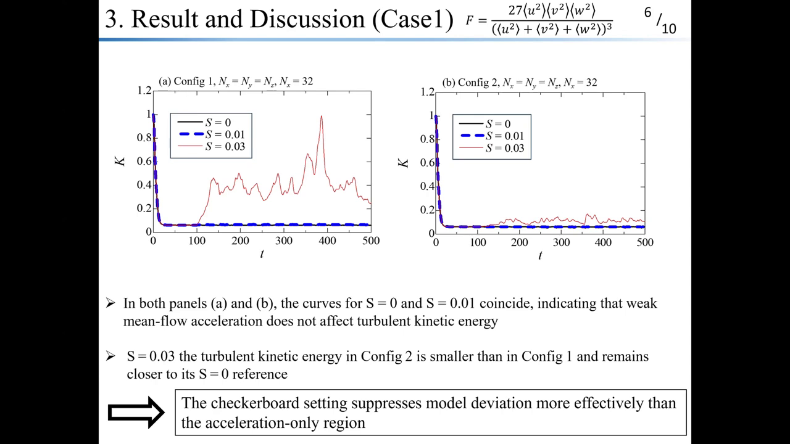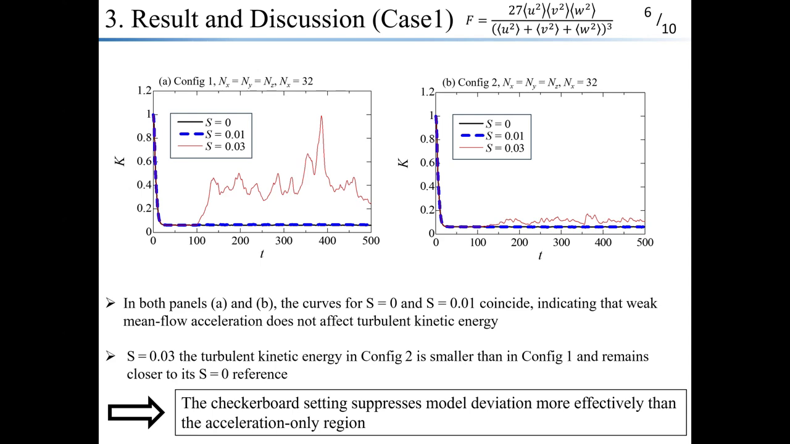Figures show the time scale of turbulent kinetic energy under previous and correct conditions. At low acceleration rates, s equals 0 or 0.01, both setups maintain steady energy, showing weak acceleration has little effect. At s equals 0.03, panel A shows a sharp rise and peak near time 400, while panel B shows only a slight increase, indicating more stable turbulence.